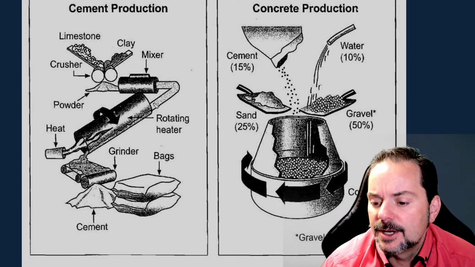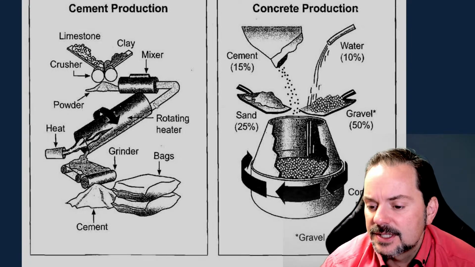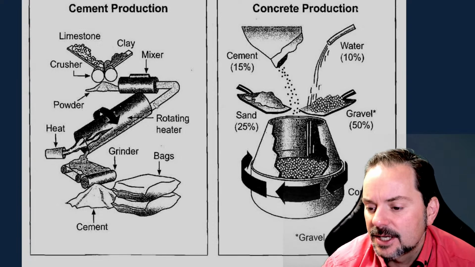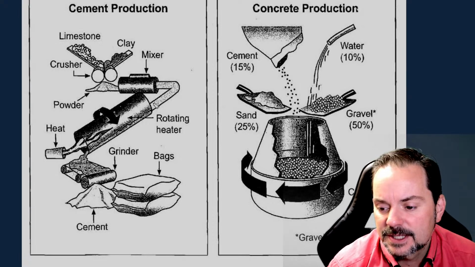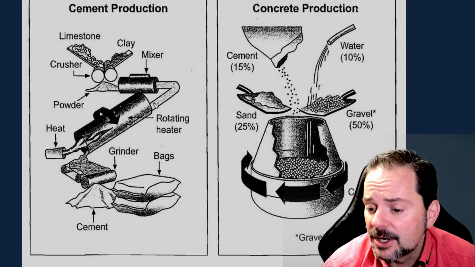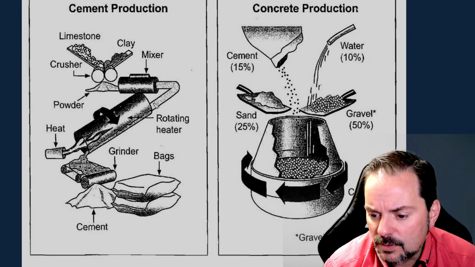Right. Domenico says these two blueprints illustrate the 6 stages, including crushing, mixing, rotating, heating, grinding, and bagging, as well as the ingredients such as water, cement, sand, and gravel used in the production of concrete for construction purposes. Yeah, that's not bad, Domenico. That's another way to do it.